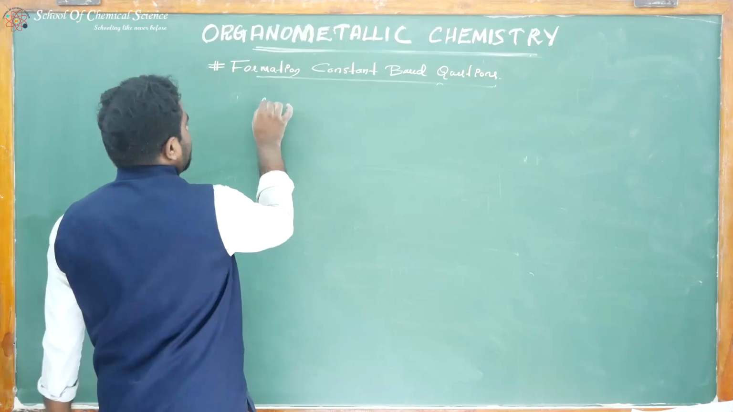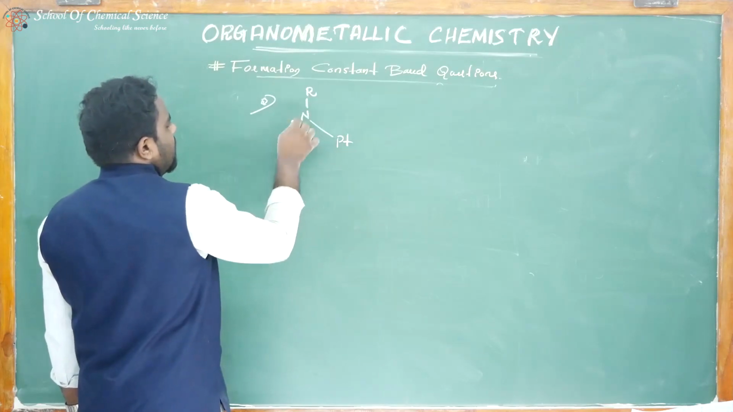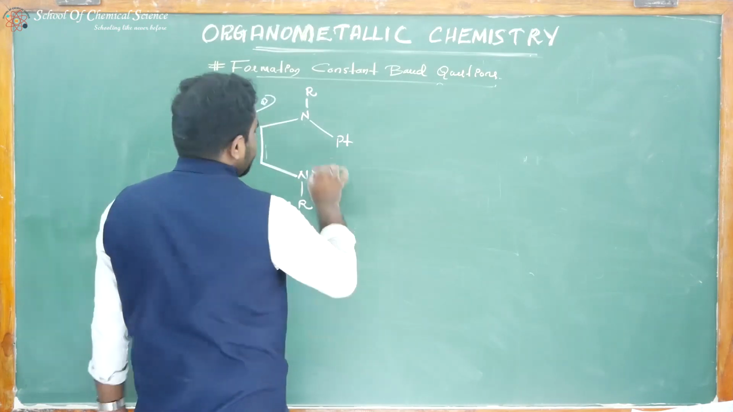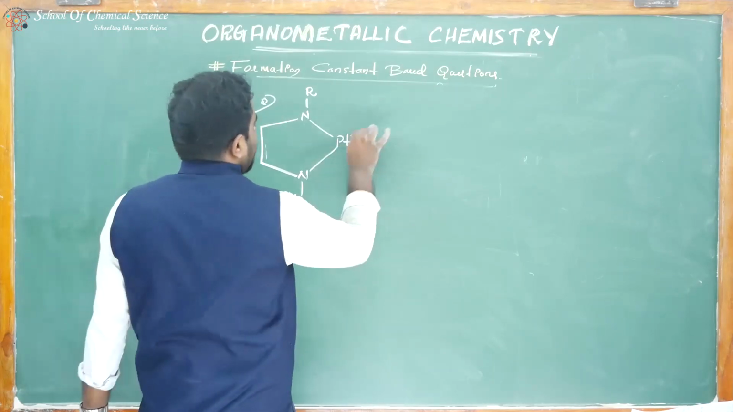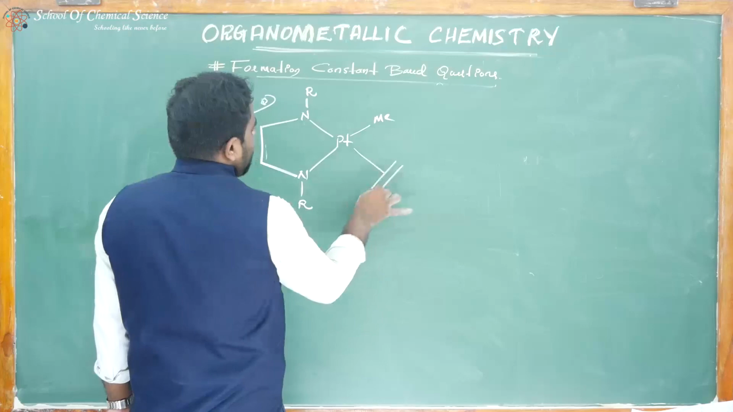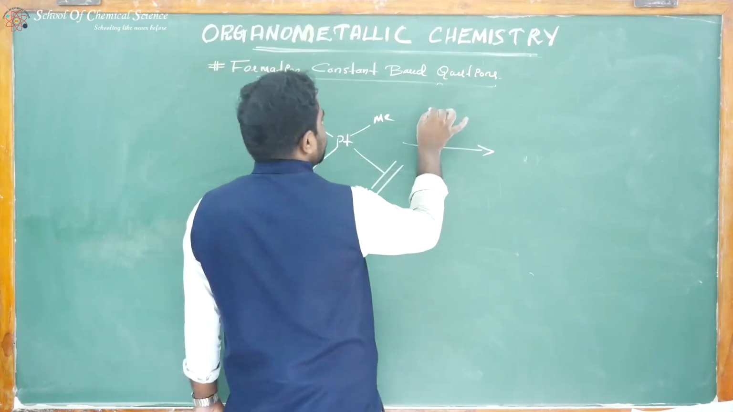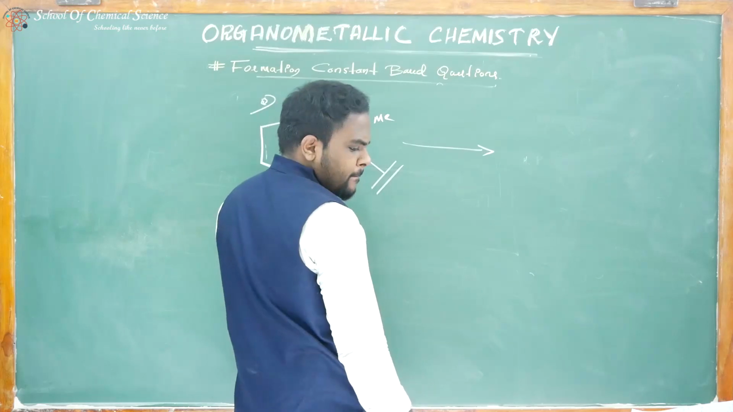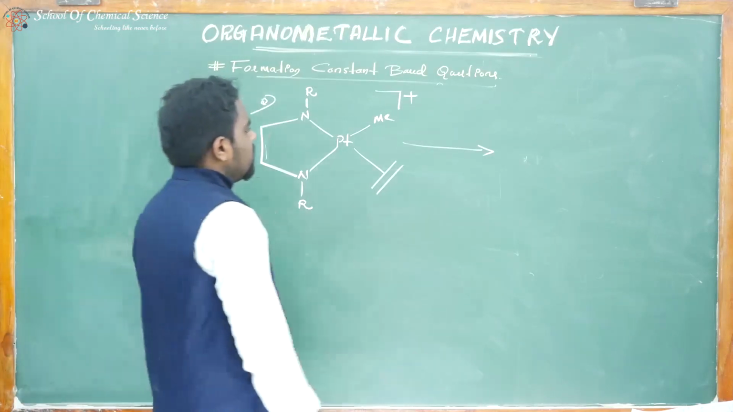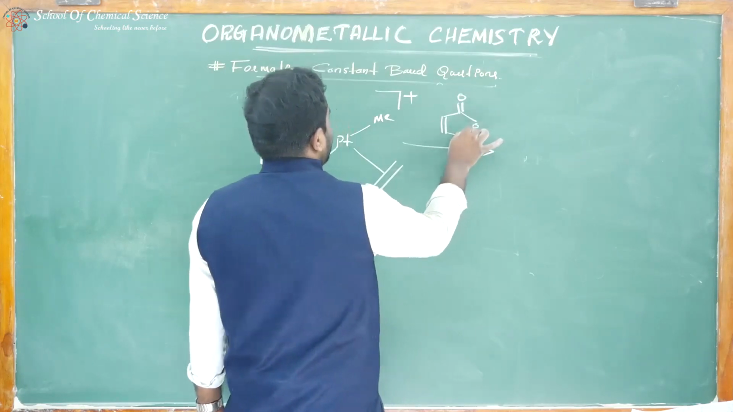For example, platinum. Here NR, here methyl, and here an alkene is coordinated. On reaction with another alkene, and the overall charge is equal to plus. On reaction with another alkene, double bond O, double bond O.